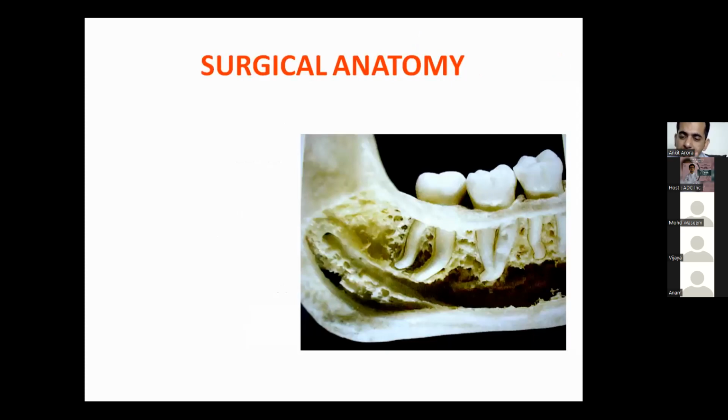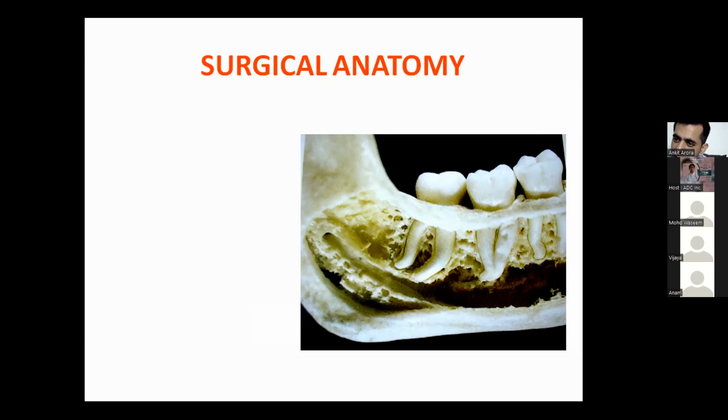Coming to the surgical anatomy, we all are afraid of the inferior alveolar nerve, aren't we? This is the nerve that goes just below the root apices of the third molar. So we need to take care of the inferior alveolar nerve, right?